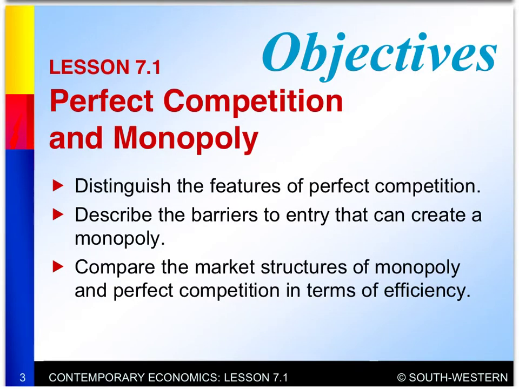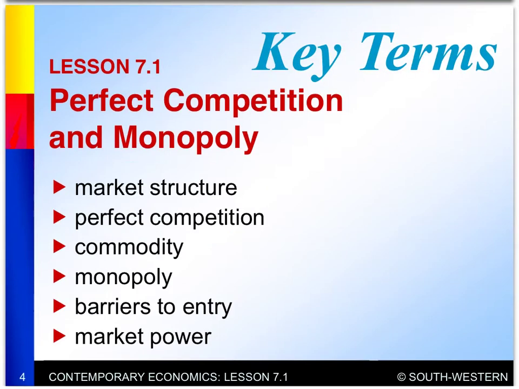So what we'll do in the next few slides is we'll distinguish the features of each of the four market structures. Perfect competition, and then we'll look at monopoly, and we'll talk about something called barriers to entry, which is basically how difficult it is to get into that market. And we'll compare the market structures of monopoly and competition.